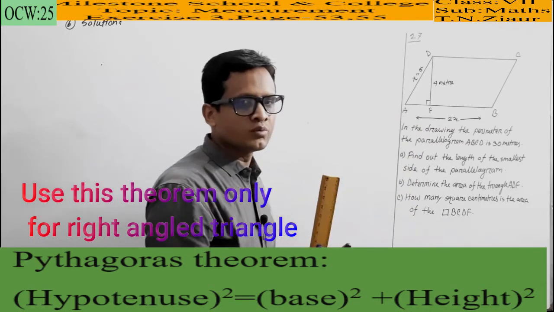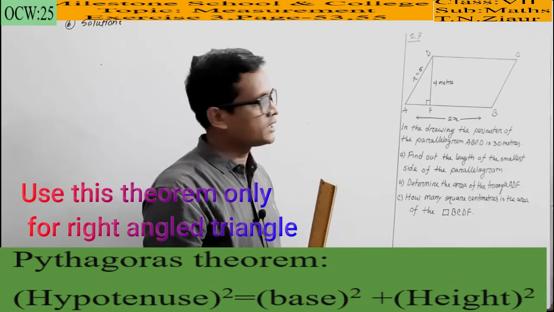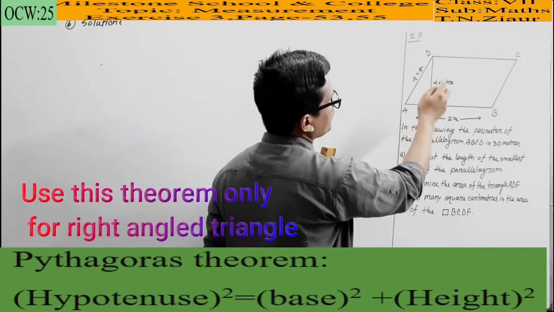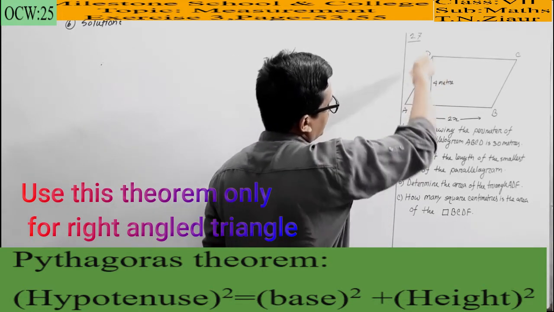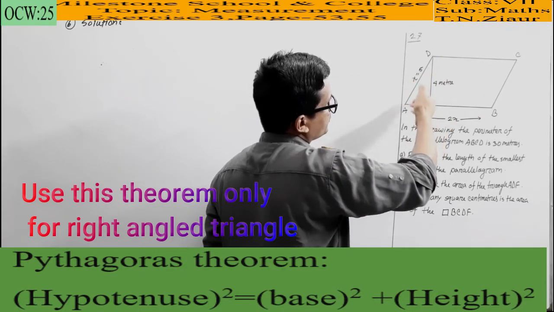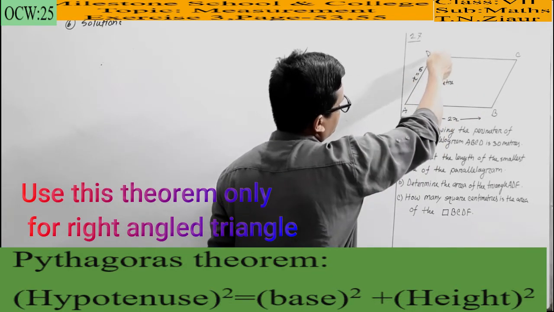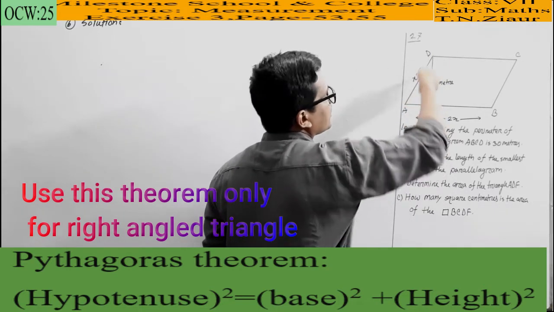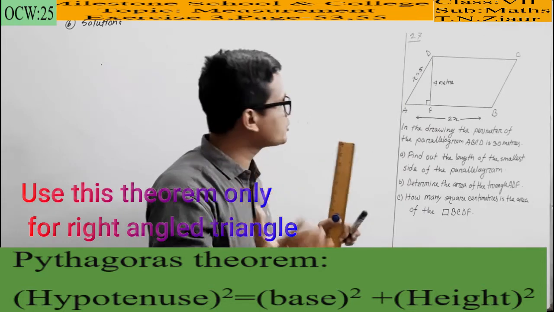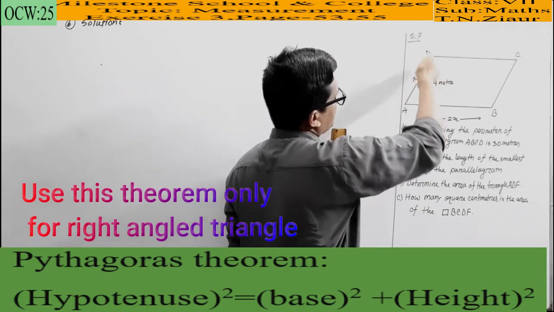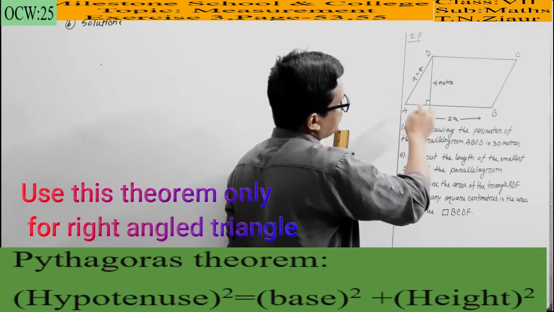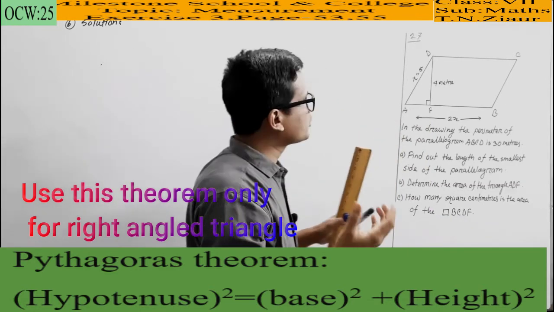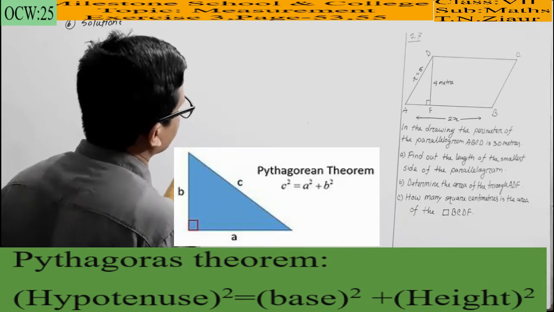This one is a new idea for you. In class 8 you will get this one. But how to find this? If you have the height and breadth of a parallelogram, suppose this one, but in a triangle this one is called height, this one is base, and this one is called hypotenuse. Suppose you have the value of height and hypotenuse, you can find out the value of base easily. How is the Pythagoras theorem?